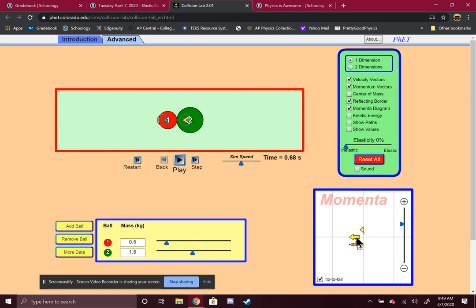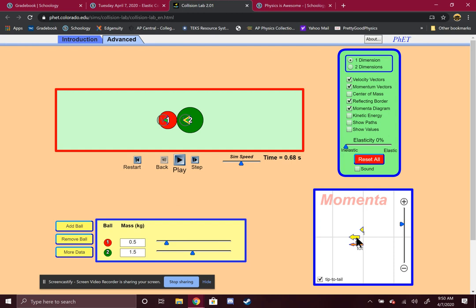The length of the arrow literally tells you the magnitude. The longer the arrow, the bigger the magnitude. The smaller the arrow, the smaller the magnitude. Remember, magnitude just means a number. So if you had a really small arrow, it's going to be like 1 or 2. If you have a really big arrow, it's going to be like 10 or 20. And then the arrow literally shows you the direction. So if the arrow is pointing to the right, it means the object's going to the right. If the arrow is pointing to the left, it means the object's going to the left.